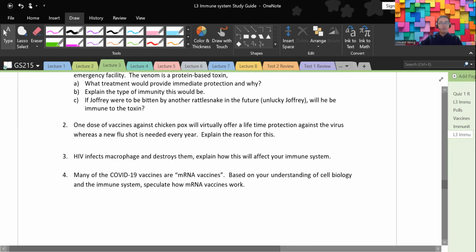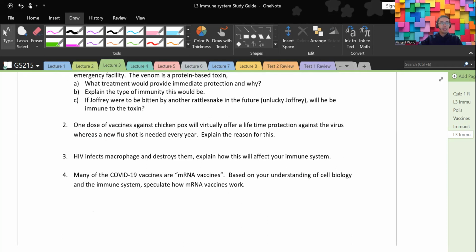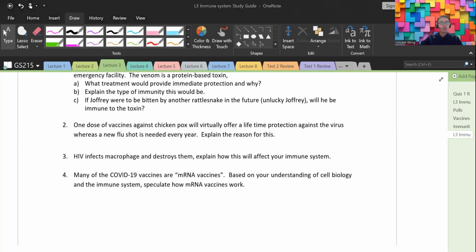One dose of vaccine against chickenpox will virtually offer lifetime protection against the virus, whereas a new flu shot is needed every year. Explain the reason for this. Have you ever wondered that? One vaccine for chickenpox, you're good for life. Sometimes you get boosters for things like MMR, the mumps, measles, rubella, but once the boosters are done, you're protected for life.